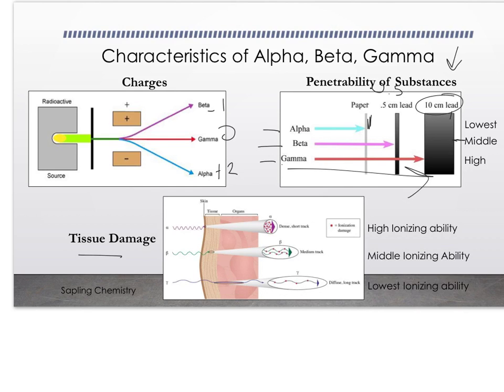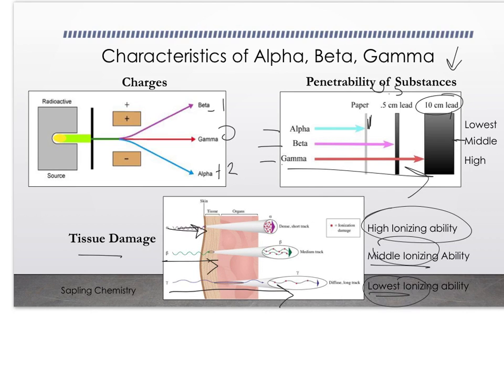The last one relates to tissue damage in comparison to its ionization ability. Alpha particles have a very high ionizing ability. That means when it hits the surface of your skin, it can be ionized very quickly, and that's why it does not penetrate past the surface of your skin. Beta has a middle ionizing ability, so it has to go deeper into your tissues before it becomes ionized and stops moving. And then your gamma has a really low ionizing ability. That means it can go very deep into your tissue, hitting your organs before it becomes ionized and stops.